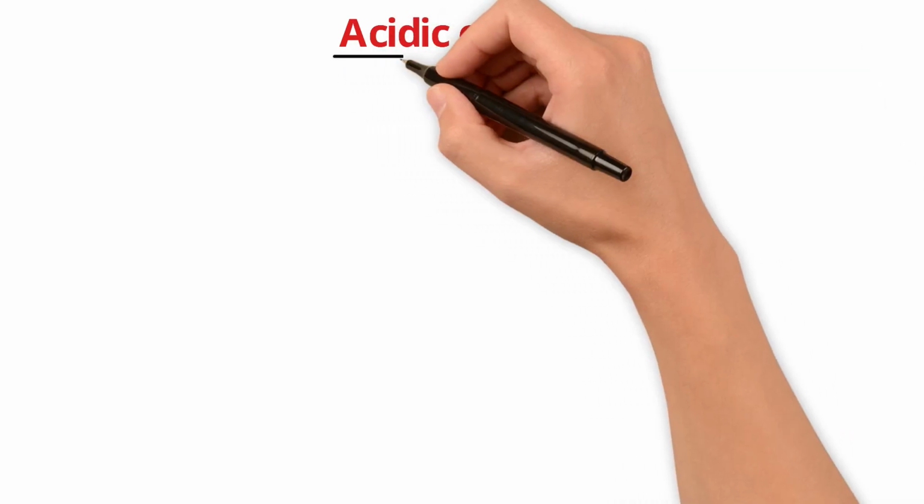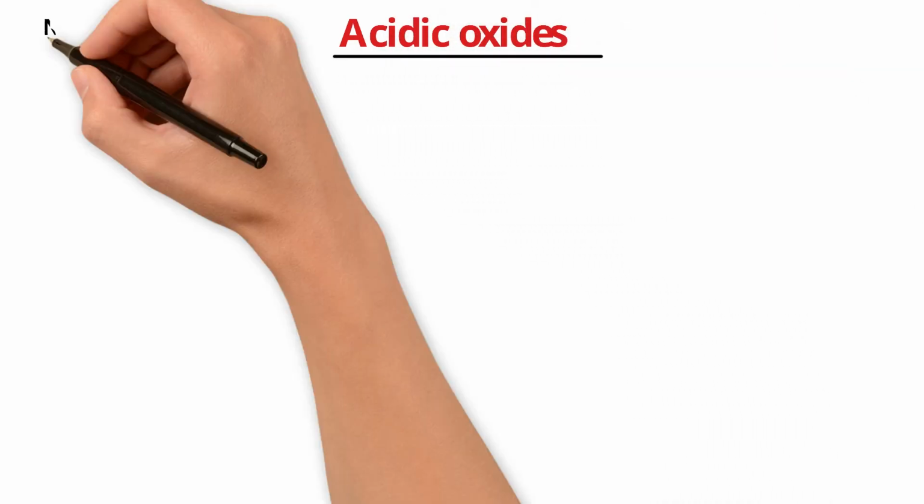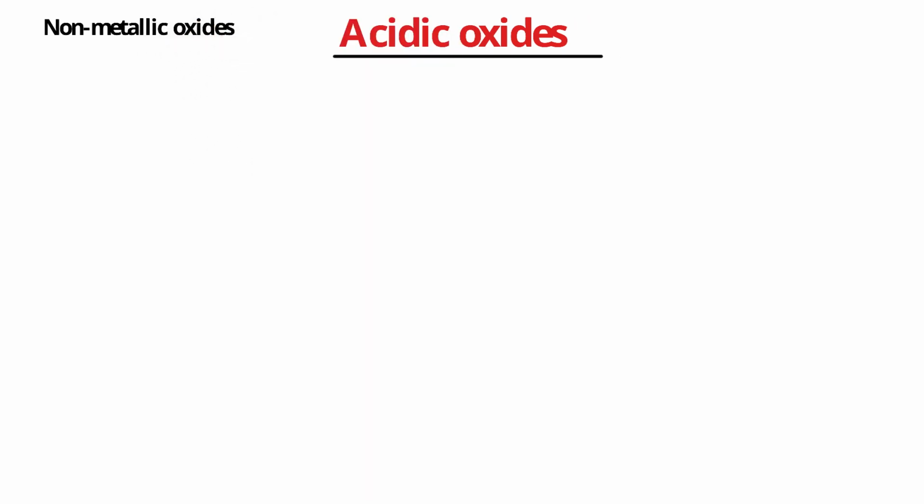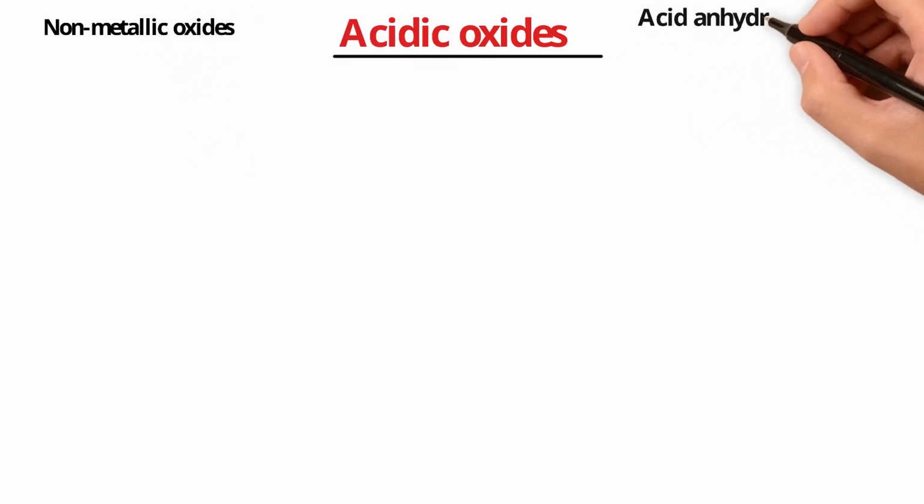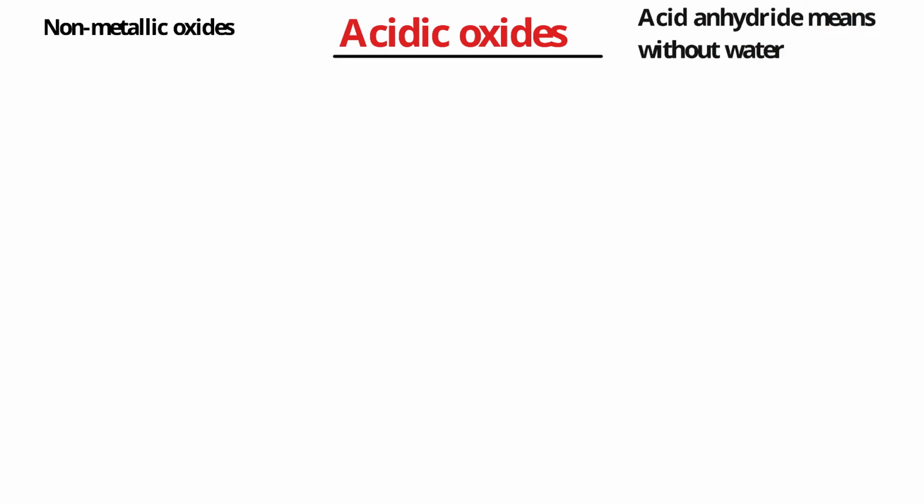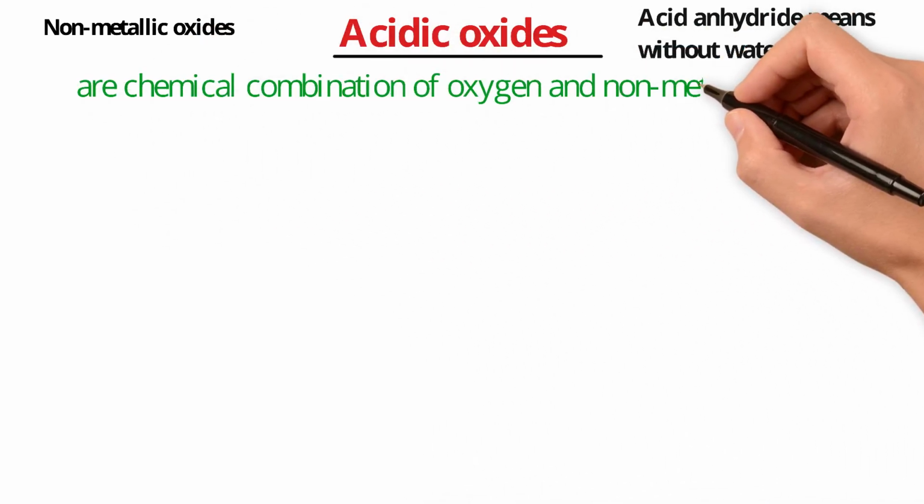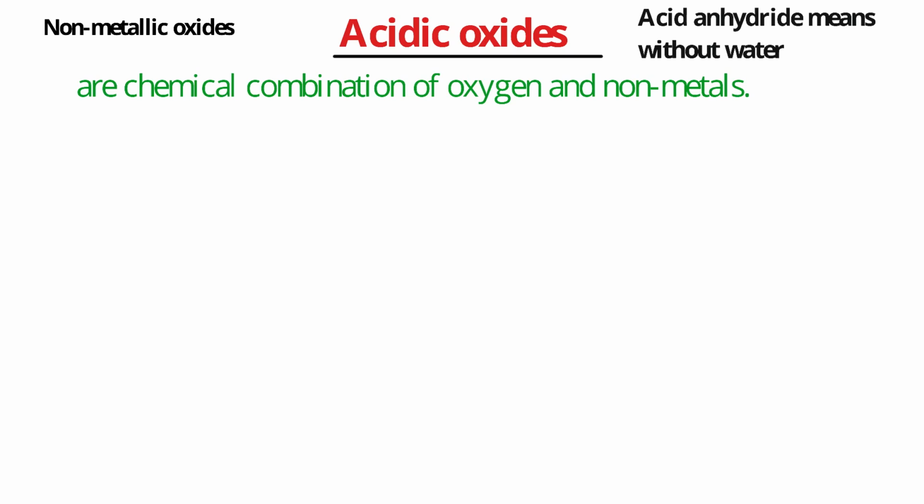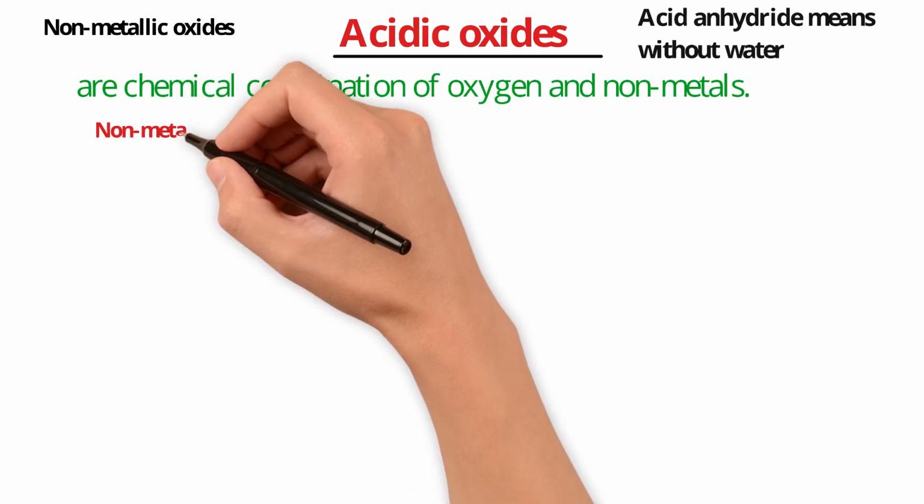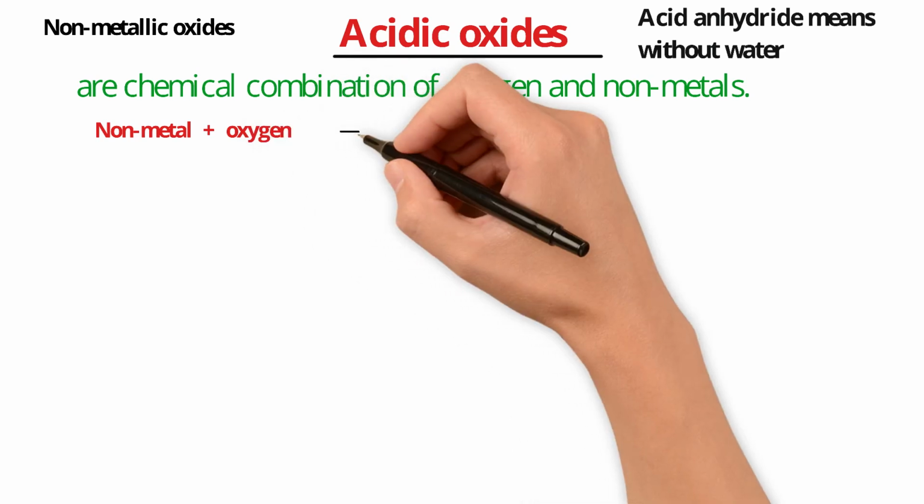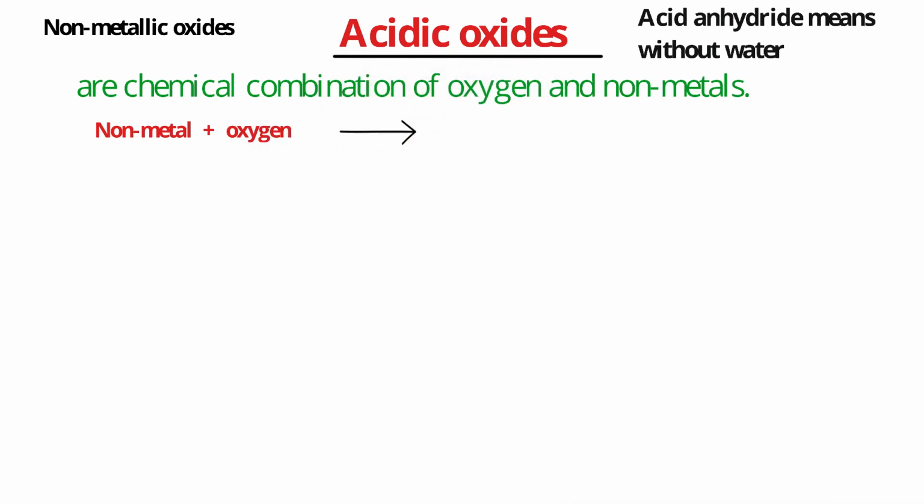In this video, I'll talk about acid oxides. Acid oxides are also called non-metallic oxides. They are also known as acid anhydrides. Acid anhydride means without water. Acid oxides are a chemical combination of oxygen and non-metals, made from oxygen and non-metals.